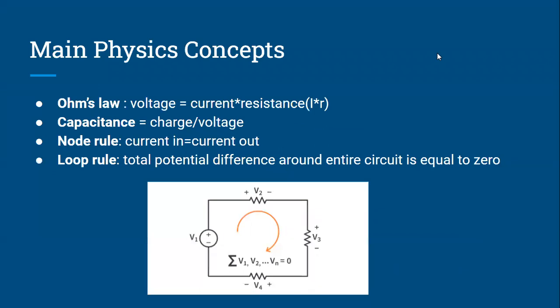So here are the main physics concepts. We have Ohm's law, where voltage is current times resistance, and then capacitance is charge divided by voltage, and then our node and loop rule, where current in equals current out, and the total potential difference around the entire circuit is equal to 0. And you can see the loop rule demonstrated in the picture below.